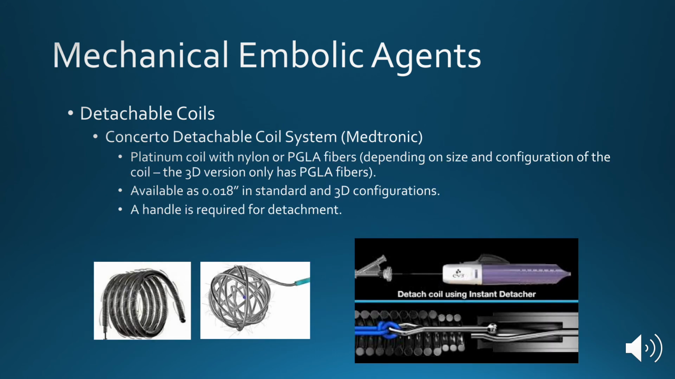The Concerto coil is a platinum coil with nylon or PGLA fibers, and the fiber type depends on the size and configuration of the coil. For example, the 3D version only has PGLA fibers. This is available as an 018 coil in either a standard or a 3D configuration, and a handle is required for detachment.